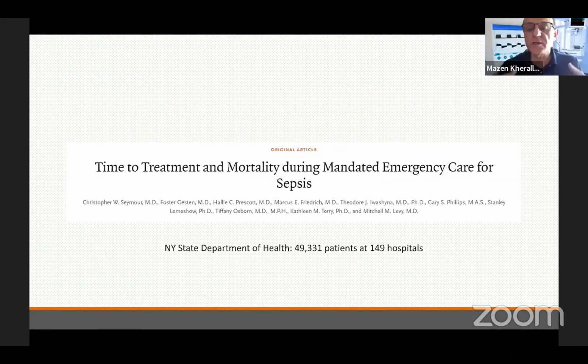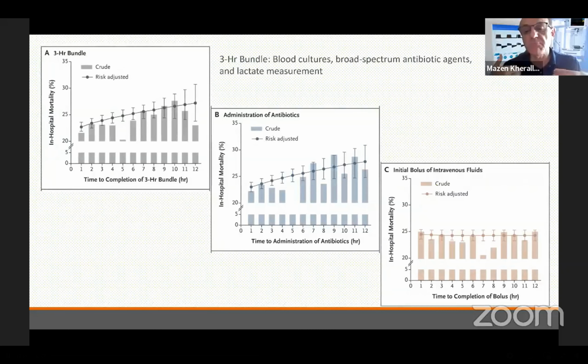Now we look at the mandated emergency care in New York. After all those early goal-directed therapies, it was mandated in New York that you follow those strategies, and specifically the 3-hour bundle that was published by the Surviving Sepsis guidelines. They looked at close to 50,000 patients in 170 plus hospitals. And you can see here that, yes, you can see increased mortality if you delay the completion of the 3-hour bundle, and that would include blood culture, antibiotics, and lactate measurements. You can increase mortality if you delay antibiotics. But in this specific study, delaying fluid therapy was not associated with increased mortality.